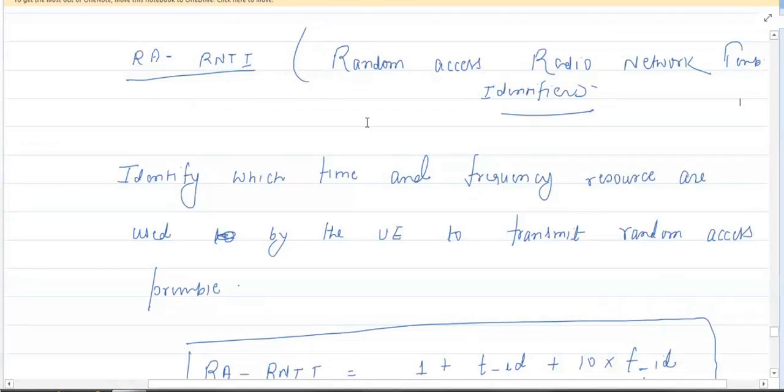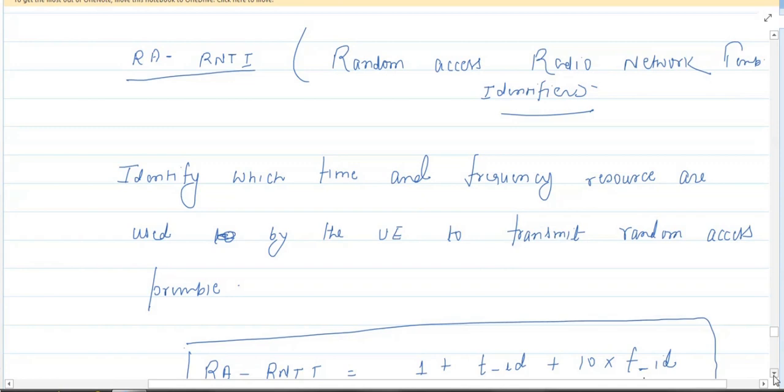So what is the RA-RNTI? It identifies which time and frequency resource are used by the UE. Which time and frequency resource are used by the UE will be identified by this identifier. So the RA-RNTI will be used as an identifier to identify which time and frequency resource are used by the UE to transmit the random access preamble.